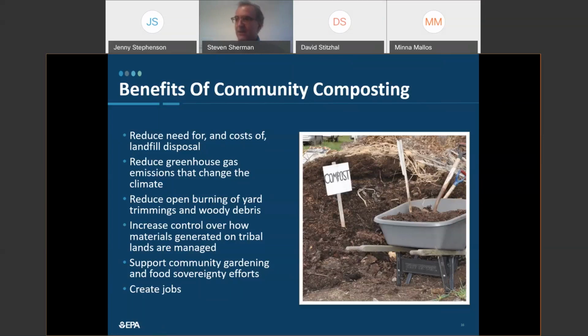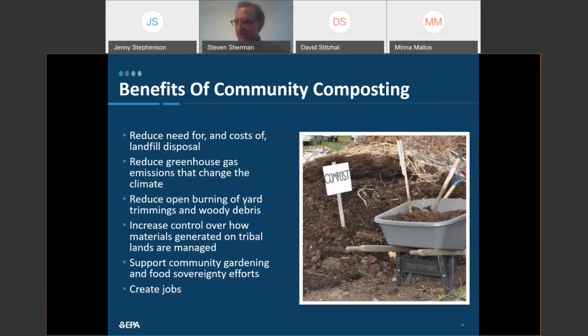Other benefits include a reduction in open burning of wood and landscape trimmings. And unlike recycling markets, which can be international, you have complete control over composting in the sense that it occurs on your lands, and how organic materials generated on your lands are managed. There's a possibility, no promise, but there's a possibility that there may be some job opportunities associated with community composting as well.